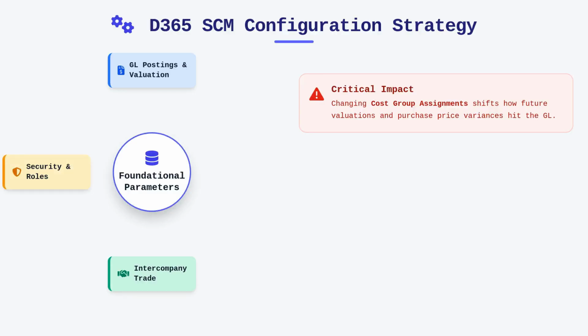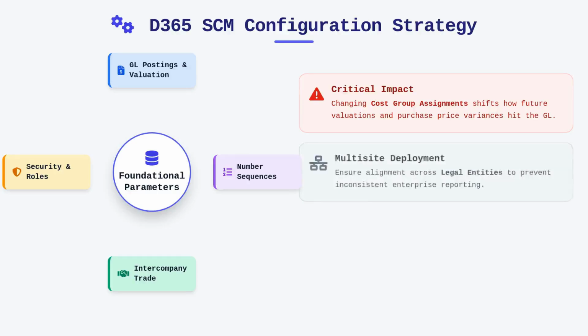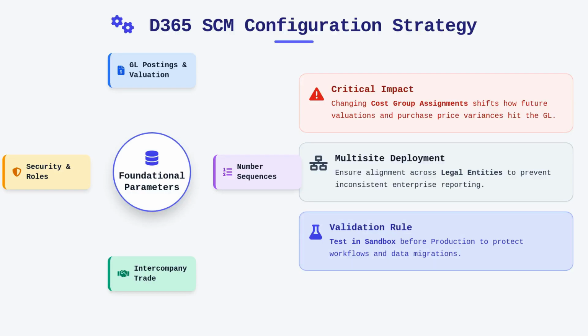Administrators should also be mindful of number sequence frameworks and security rules, ensuring that only authorized personnel can modify these foundational accounting structures. In multi-site deployments, you should pay particular attention to how these cost groups behave across different legal entities, as a misalignment here can lead to inconsistent reporting across the enterprise. Always test your configuration changes in a sandbox environment before applying them to production, especially given how these settings influence downstream workflows and data entity migrations.